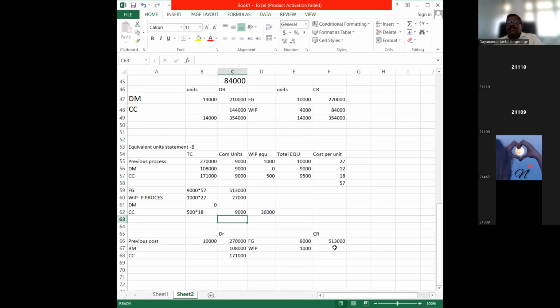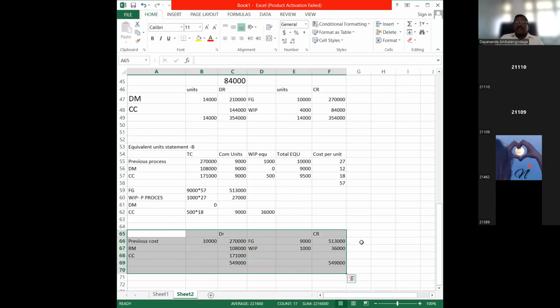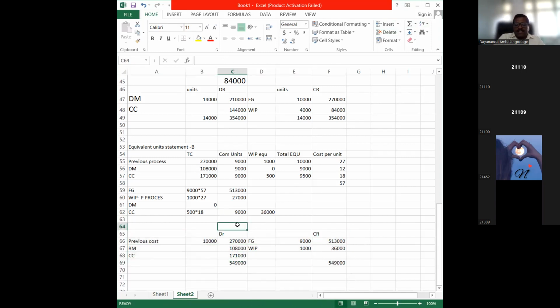So it's 9,000 and 36,000. That's correct. So your total cost would be: this column is the debit column, and this is the total column of credit. Mathematically it has to tally, otherwise our question is wrong. So that is the process costing, the process account for B. Is it clear? Okay, shall we go to the next one?